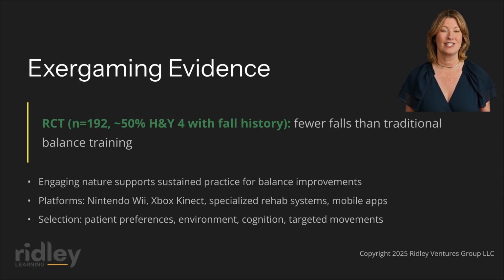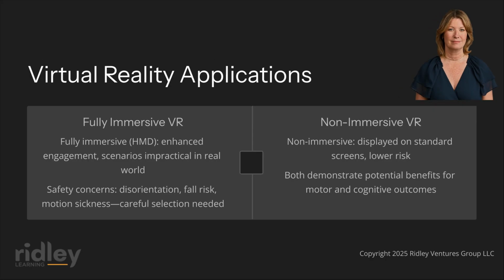Virtual reality technology has attracted substantial research interest for Parkinson's disease rehabilitation, offering immersive environments that can be precisely controlled to provide optimal training stimuli while ensuring safety. Virtual reality applications range from fully immersive systems using head-mounted displays to non-immersive systems displaying virtual environments on standard screens. Both approaches have demonstrated potential benefits for motor and cognitive outcomes, though evidence quality varies across different applications and outcome domains. Fully immersive virtual reality using head-mounted displays creates a sense of presence within the virtual environment, potentially enhancing engagement and enabling training scenarios that would be impractical or unsafe in the real world.